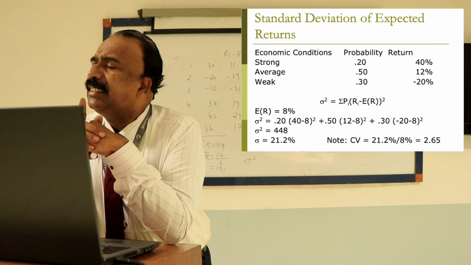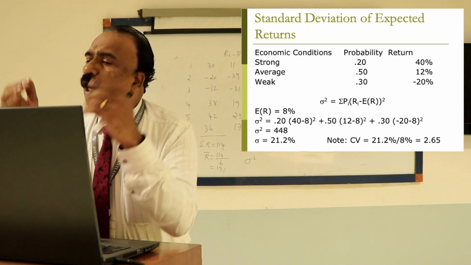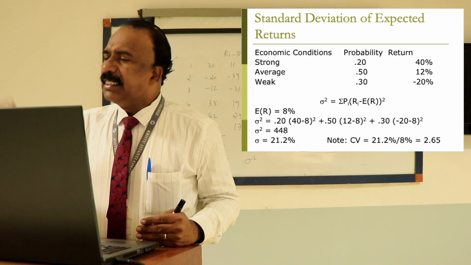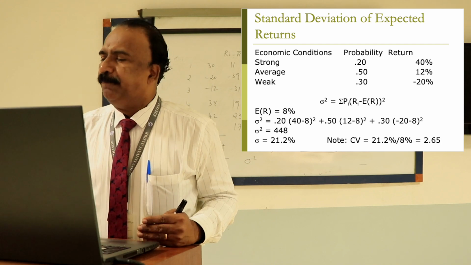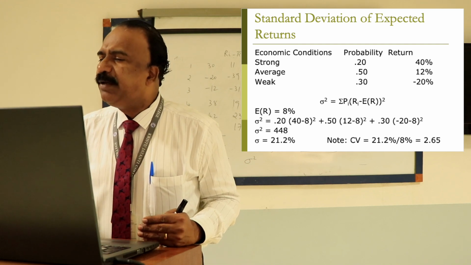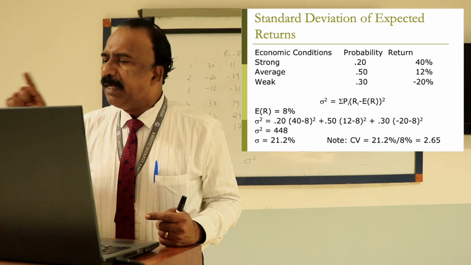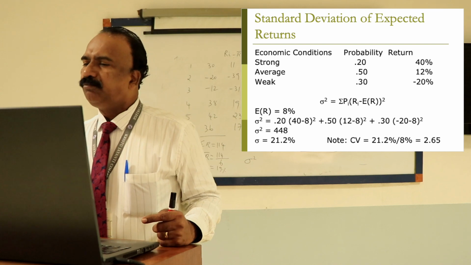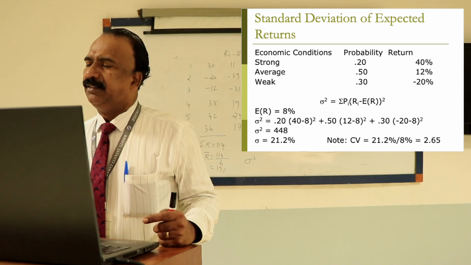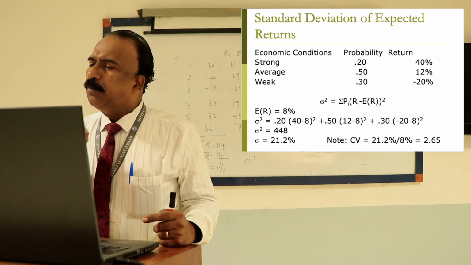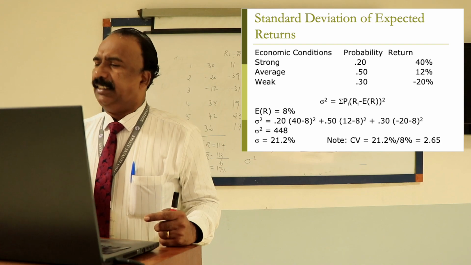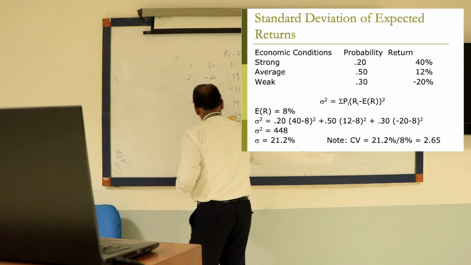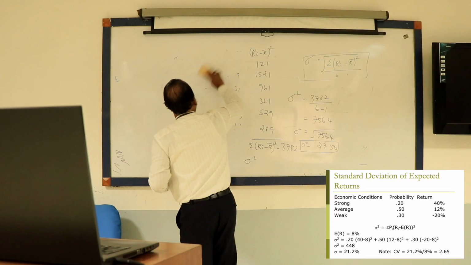So in the expected return, we will be given probabilities. The sum of probabilities must be 1. So 20%, 50%, 30%. If you add, you will get 1, that is 100%. Okay? So we will be given probability and the return. So look at the method, how to calculate when the expected return is given.